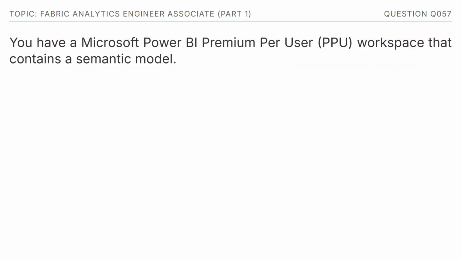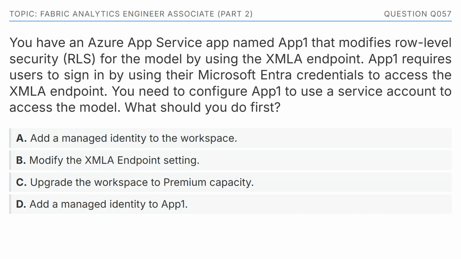You have a Microsoft Power BI Premium per User (PPU) workspace that contains a semantic model. You have an Azure App Service app named App1 that modifies row-level security (RLS) for the model by using the XMLA endpoint. App1 requires users to sign in by using their Microsoft Entra credentials to access the XMLA endpoint. You need to configure App1 to use a service account to access the model. What should you do first?